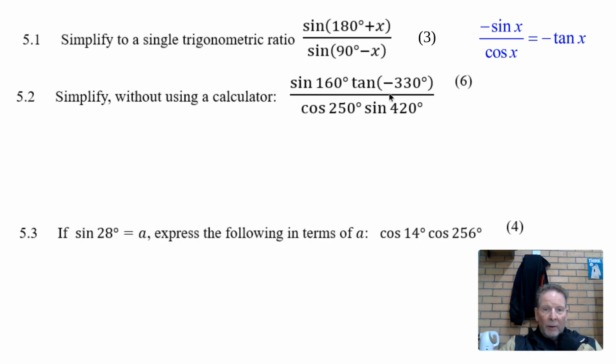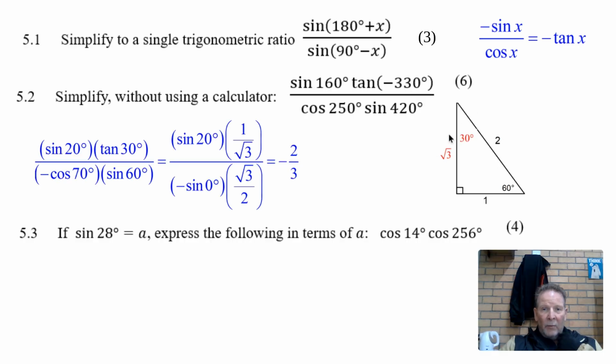Now this one, it's got a few things you have to do. That's really the sine of 20, but it's positive. Negative 330 is 30 degrees in the first quadrant. And what you need is one of these triangles here, because it says without a calculator, so a special triangle. And it's the same as the tangent of 30 degrees there.